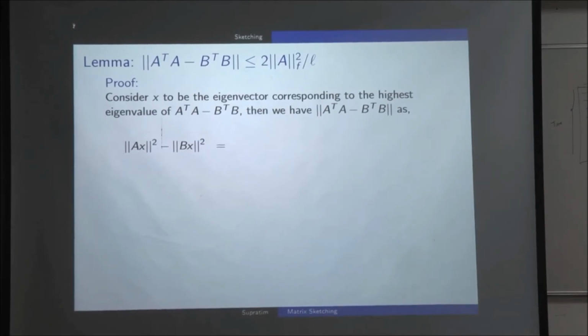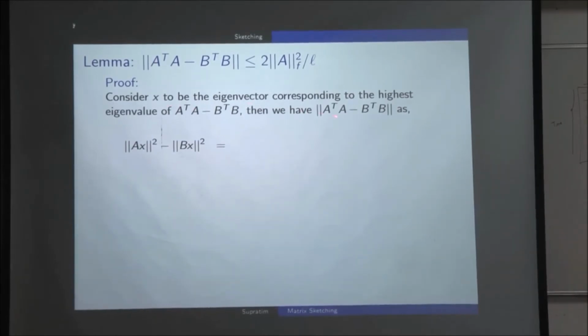So at the end of the stream, we will claim that A transpose A minus B transpose B, that is the covariance error, will be bounded by the Frobenius norm of A over L. This is what we had seen in the matrix version of Misra-Gries, if you remember.